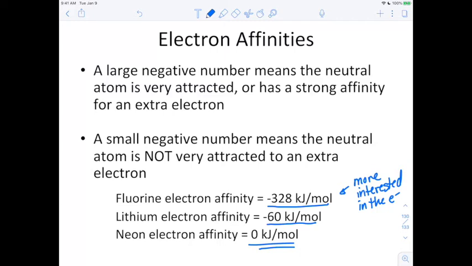And those of you who know your electronegativities from last semester, you know fluorine is the most electronegative element. Fluorine is pulling electrons whenever it can, so it is extremely interested in getting that electron. Any questions on anything here?